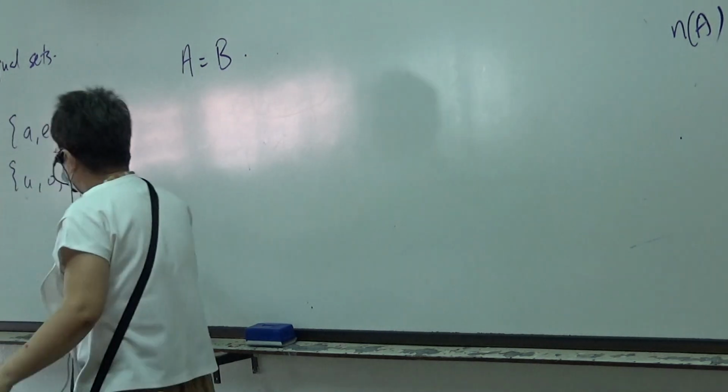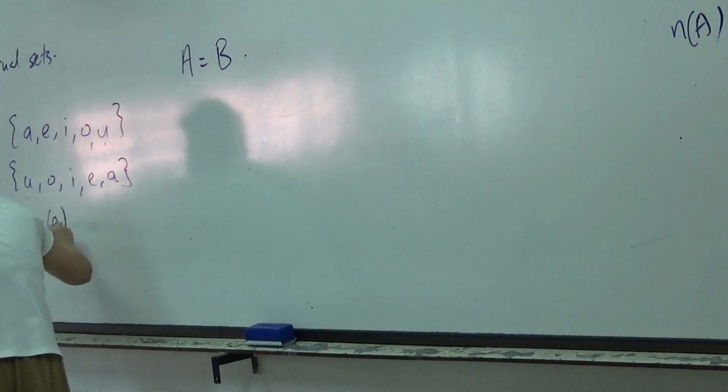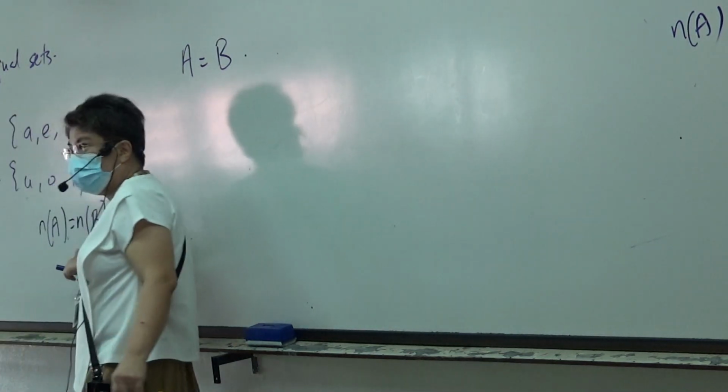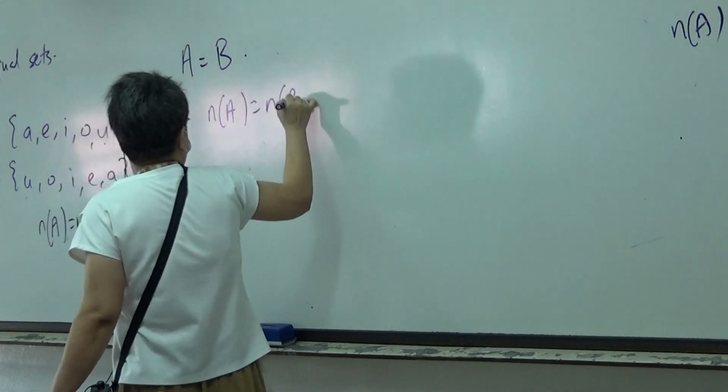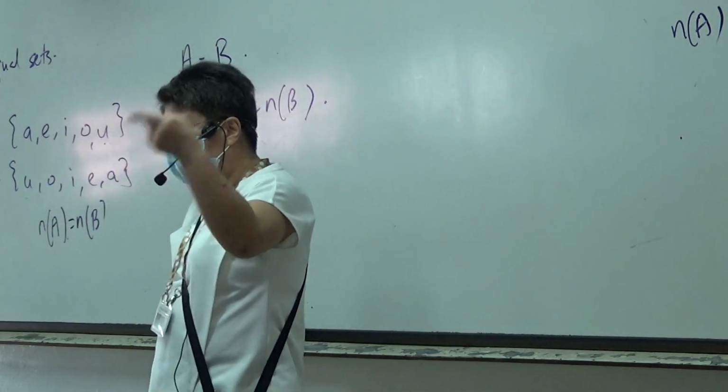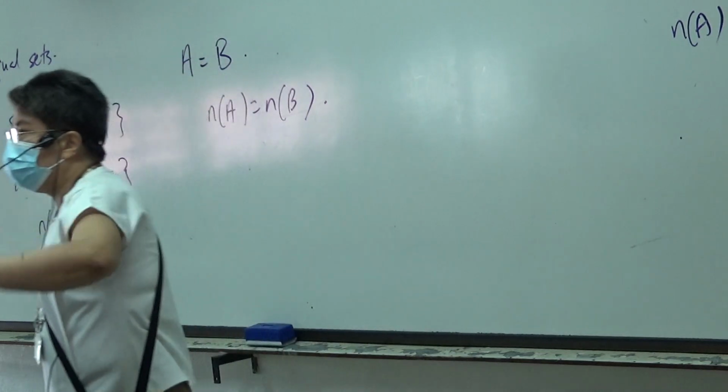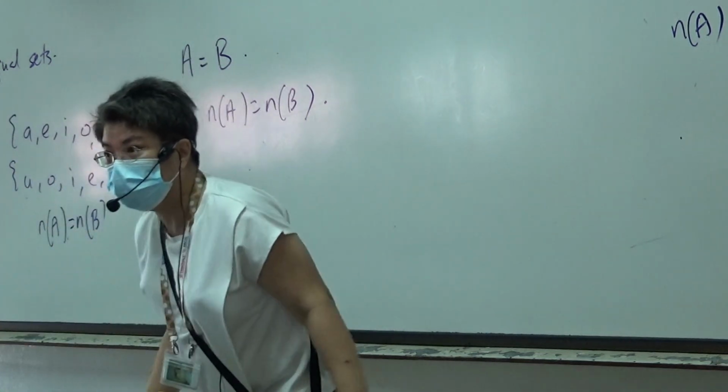But I need to caution you. This is correct, right? Then I want to ask: if the number of elements in A equals the number of elements in B, does it mean that A is equal to B? It's not necessarily so. I can have this.